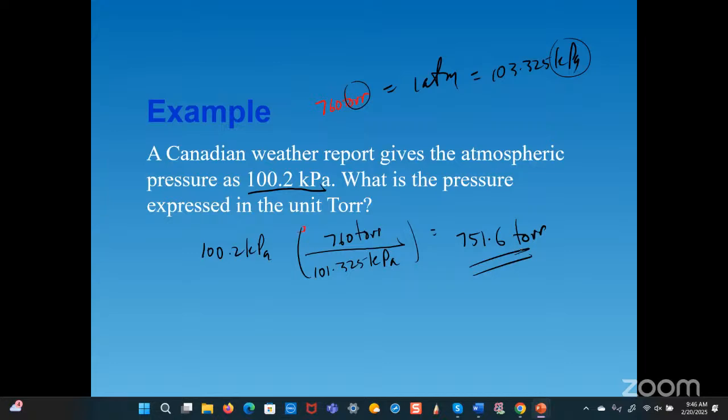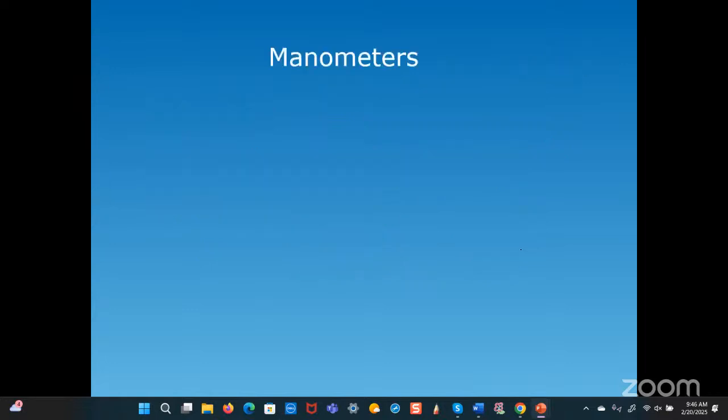Any questions? Questions about this? Okay, manometers. All right, that's another instrument that is used to measure pressure, but this time we use it to measure the pressure of a gas. So if you have a gas in a container, basically we just attach a manometer to it, and that will give us the pressure of the gas.